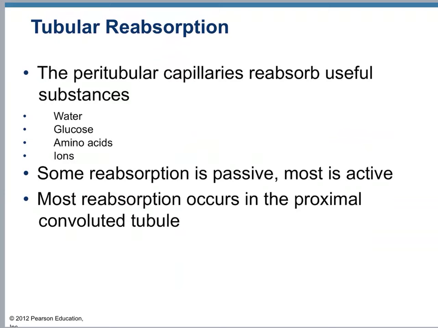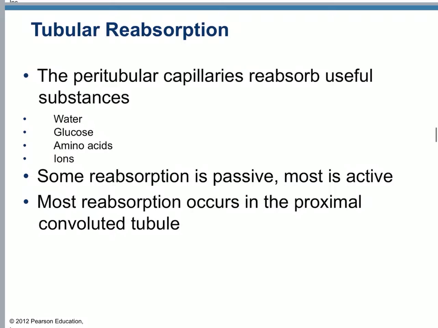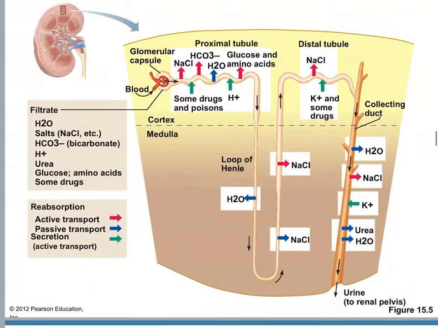Some reabsorption is passive. Most of it is active. About the only thing you get passively is water, and at one point you do get a little bit of salt, passive reabsorption. But most of it is active because you're going from area of low concentration to area of high concentration because you want that stuff. Most reabsorption also occurs as soon as you leave that glomerulus in the proximal convoluted tubule.